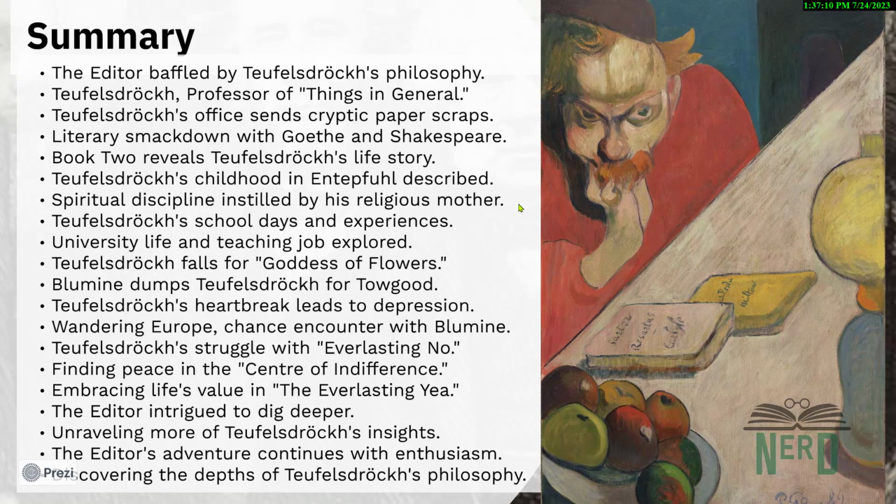That heartbreak sends Teufelsdrockh spiraling into a deep depression. He wanders around Europe, and guess what? He bumps into Blumine and Towgood on their honeymoon. Oh, talk about bad timing, guys. So anyway, Teufelsdrockh goes on in an everlasting no, hating everything human. But then he has this moment where he finds peace in the center of indifference and realizes the value of life in the everlasting yea. So that was quite an emotional rollercoaster, I guess.